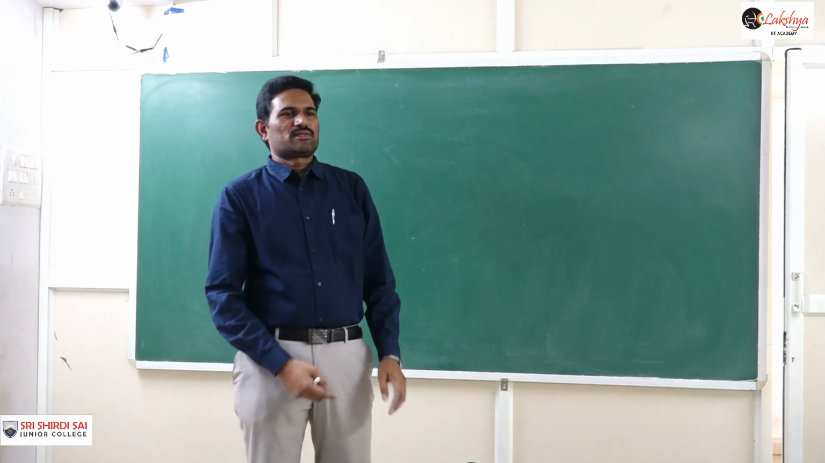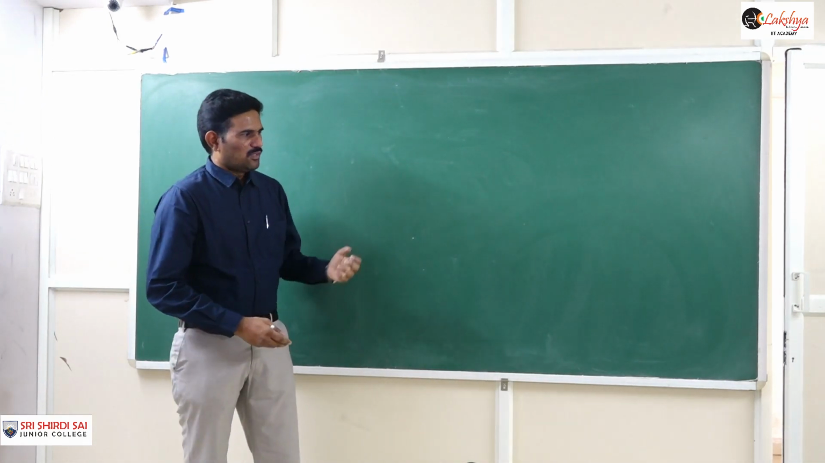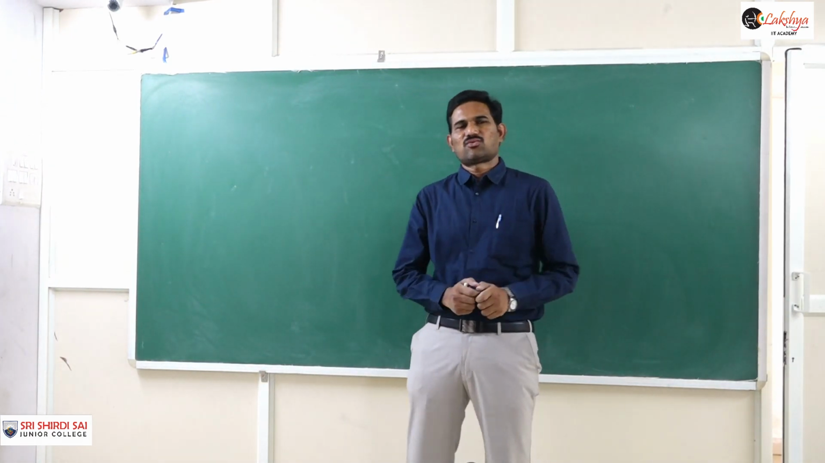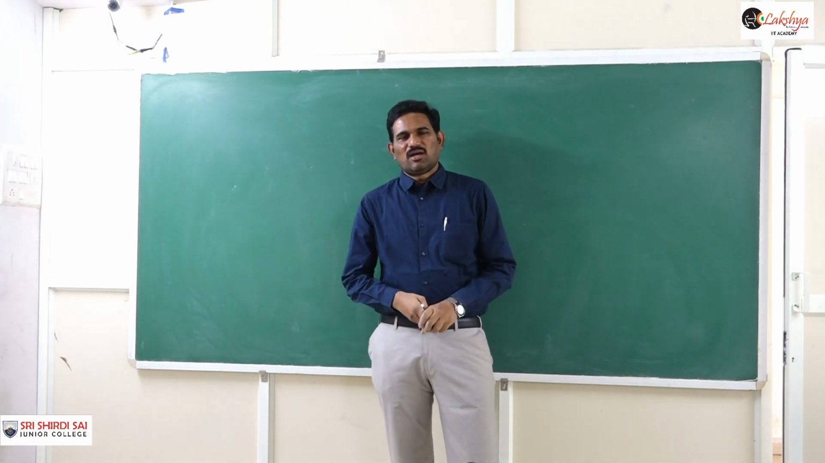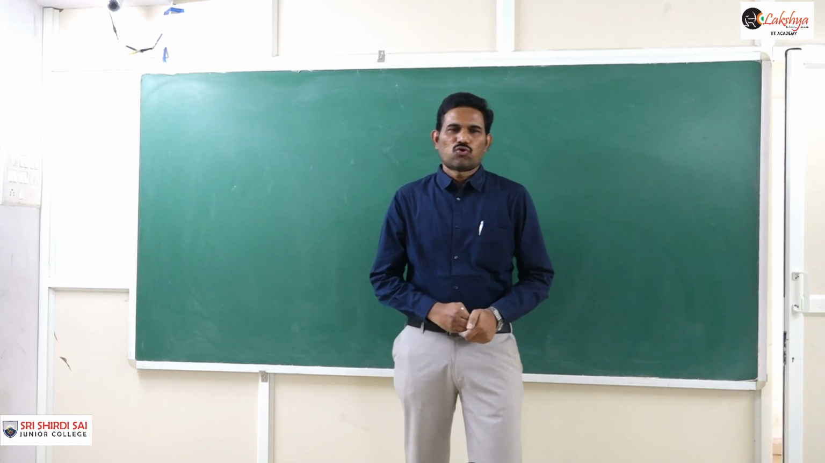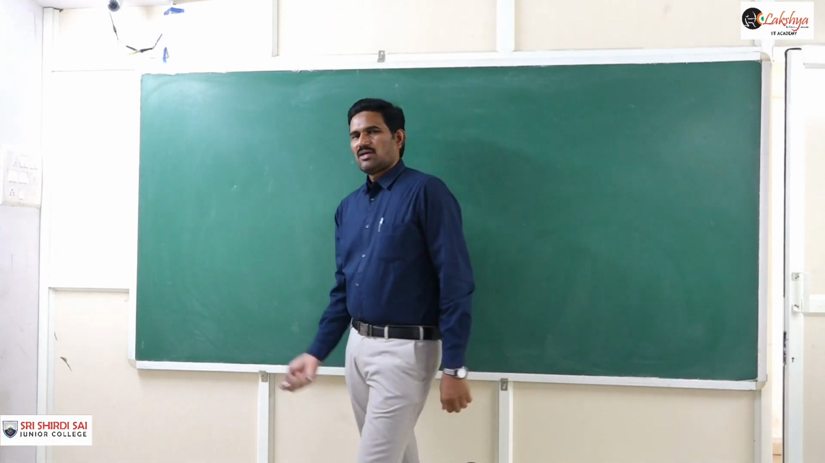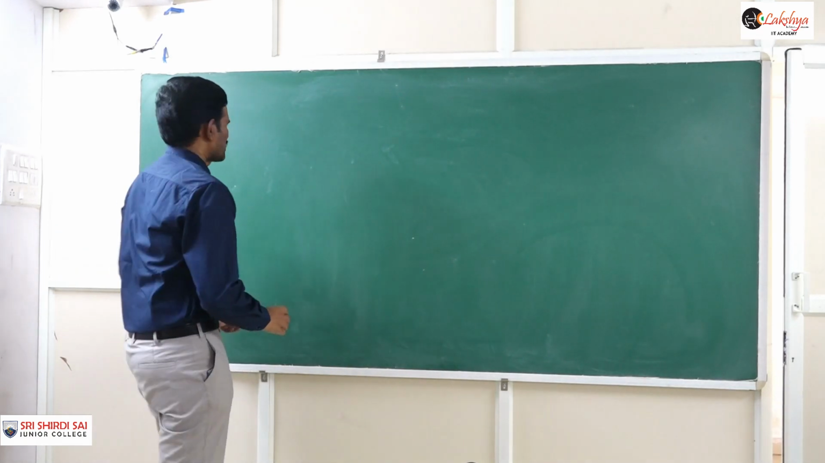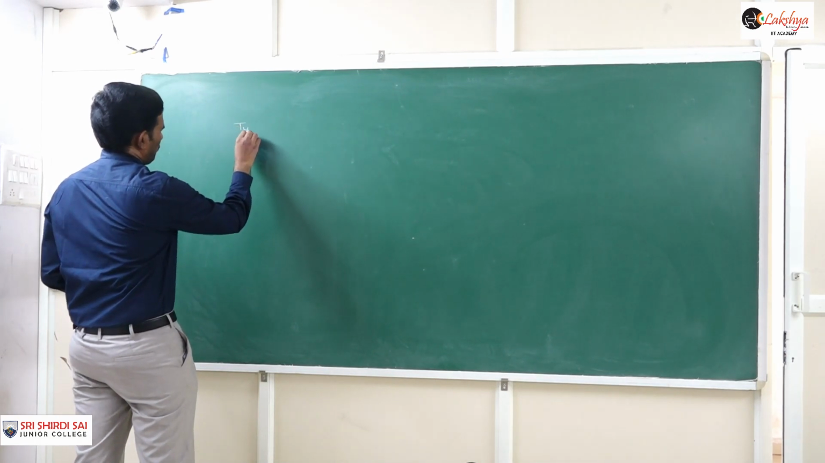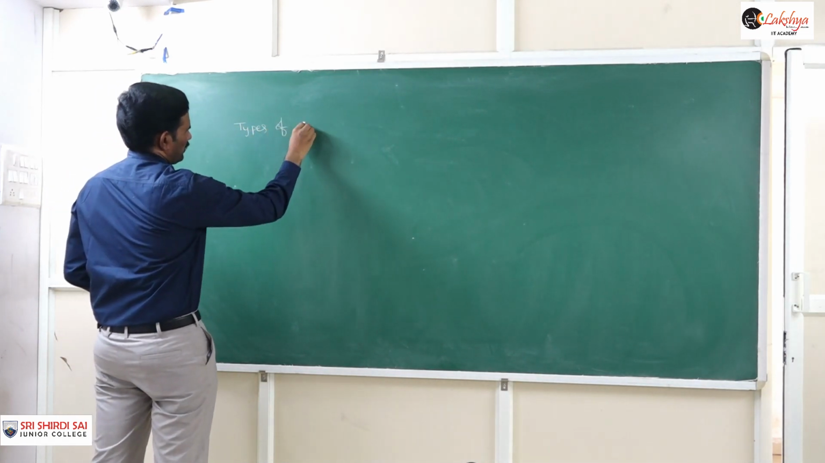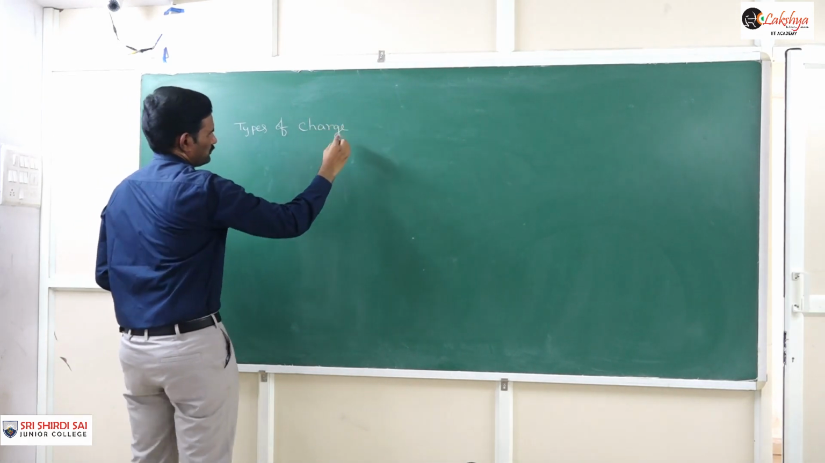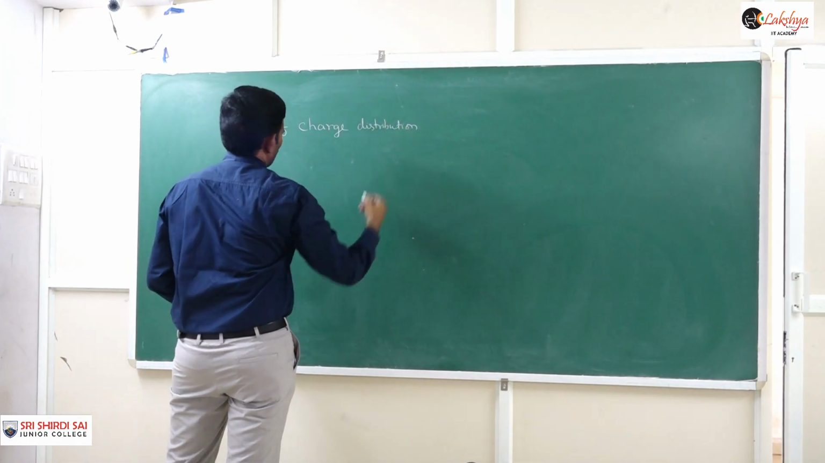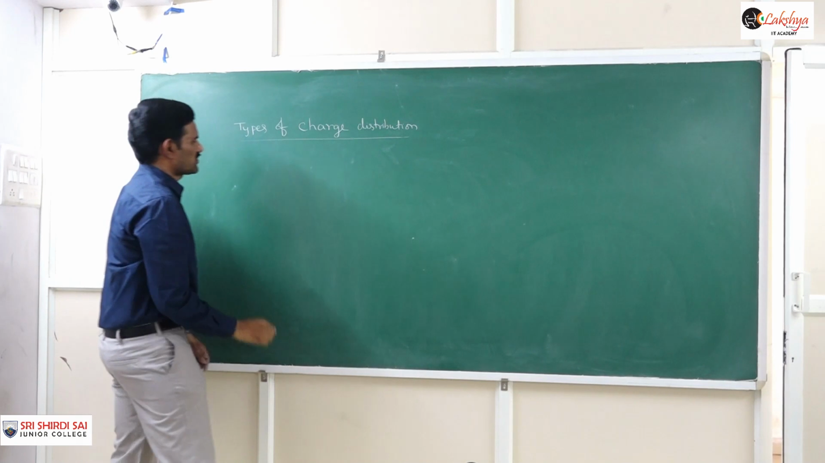So until now we have been discussing the applications of Coulomb's law in terms of point charges, where we calculate the Coulomb force between 2 point charges. Now let us see how to apply Coulomb's law in the case of continuous charge distribution. That continuous charge distribution may be of different types. So there can be 3 types of charge distributions here.